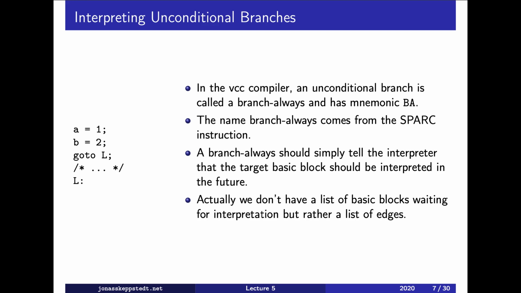So let's look at the conditional branches, or actually the unconditional branch at the beginning. When we interpret a basic block and we end with an unconditional branch, or equivalently a go-to statement, then what we do is to note that we should interpret the edge which goes from this basic block to this basic block. What we will do is to have a work list of edges that we pick one at a time and interpret the destination basic block or vertex. Okay?